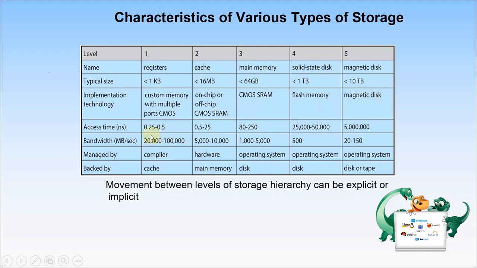Okay? So you also have other factors like access time and bandwidth, managed by... So registers are managed by the compilers. Cache, hardware. Main memory is being managed by the operating system. Okay, so with the solid state device and the magnetic hard disk, backed up, you've got cache, main memory, disk, and then disk or tape.